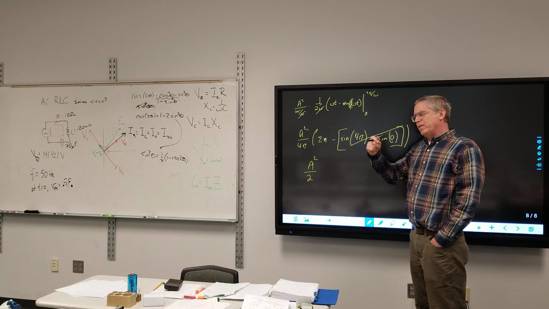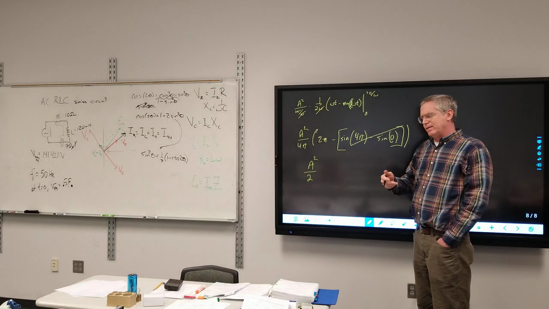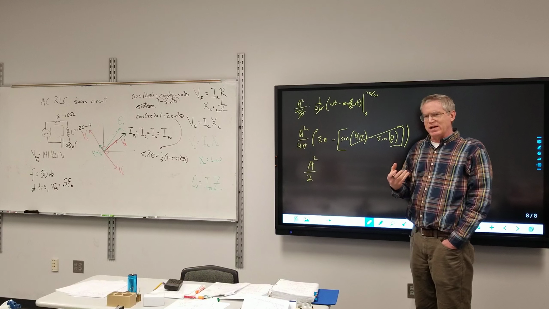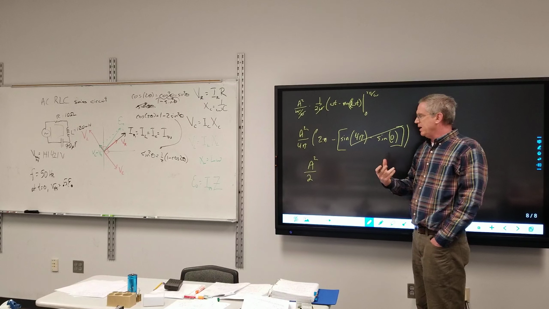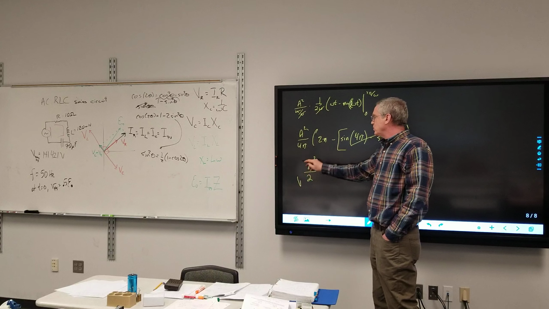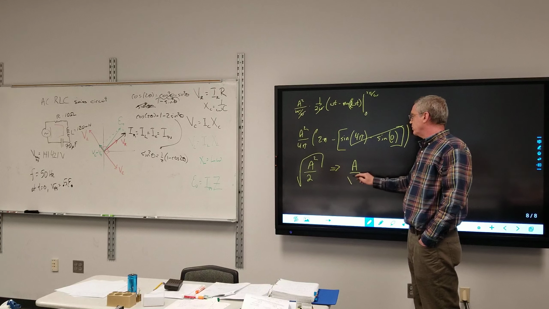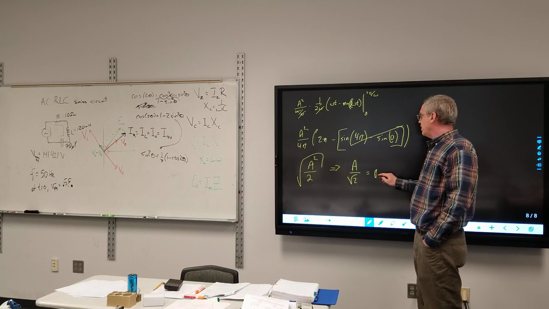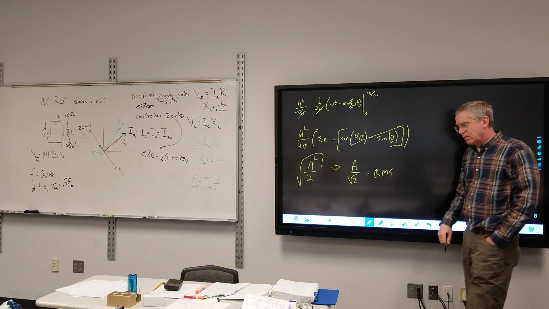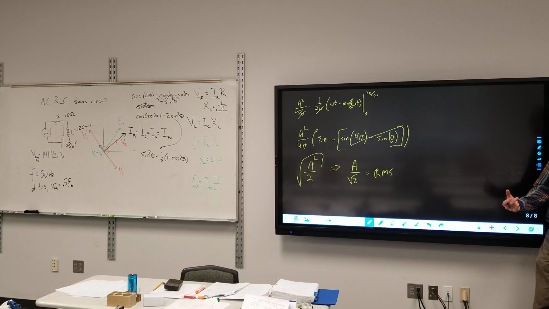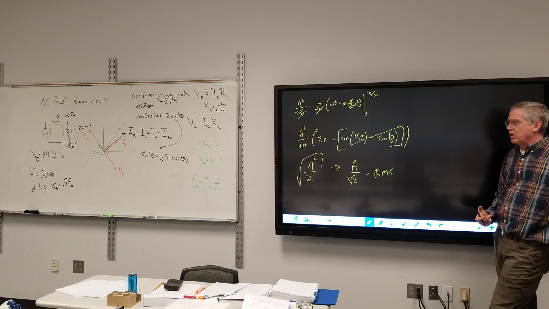So that's the average of my function squared, but I really want the average value of this function not squared, when it's all positive. And so the last thing you do is take the square root of it, and you end up with a over the square root of 2. And that is the RMS value. It is the amplitude divided by the square root of 2 that gives you the RMS.